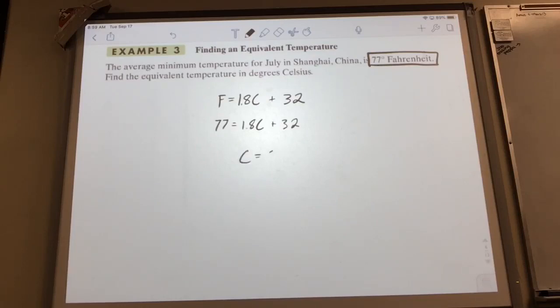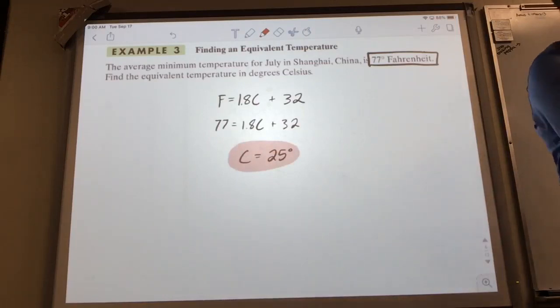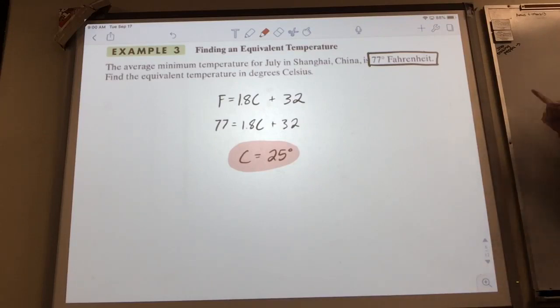Anybody get our answer yet? I believe this is it. Double check me. 77 minus 32. It is? Okay. 45 divided by 1.8. Okay, 25 degrees. Okay. We know that Celsius should be a little lower than Fahrenheit, so that does make logical sense. We still want to check to make sure it makes logical sense.